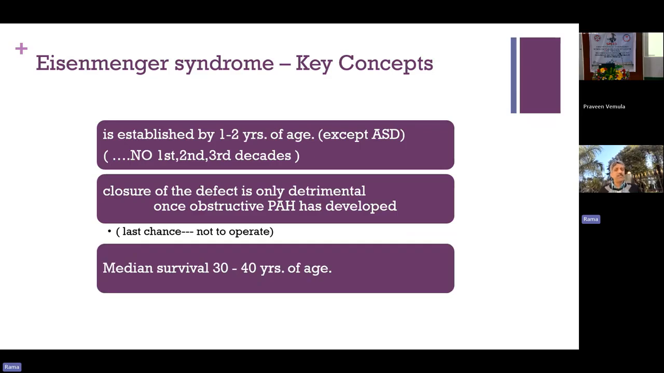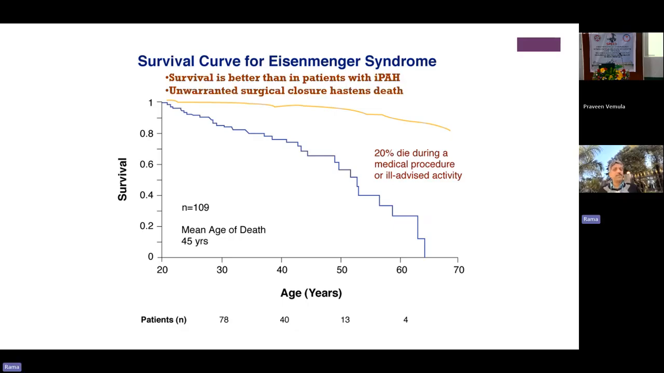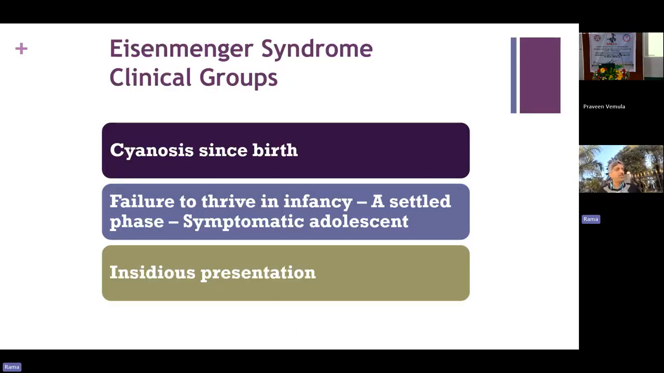The median survival is roughly around 30 to 40 years. Maybe it is going up to 40 years now in uncomplicated lesions. But the moment you operate on them, their longevity goes down and they become a kind of IPH. Their longevity is limited to a few years. So this is the important survival graph. Even so, survival is limited compared to the normal natural history. But the most important thing in Eisenmenger is that most of them die due to ill-advised medical procedures, including pregnancy. So survival is better than in patients with IPH, and unwarranted procedures are not needed.